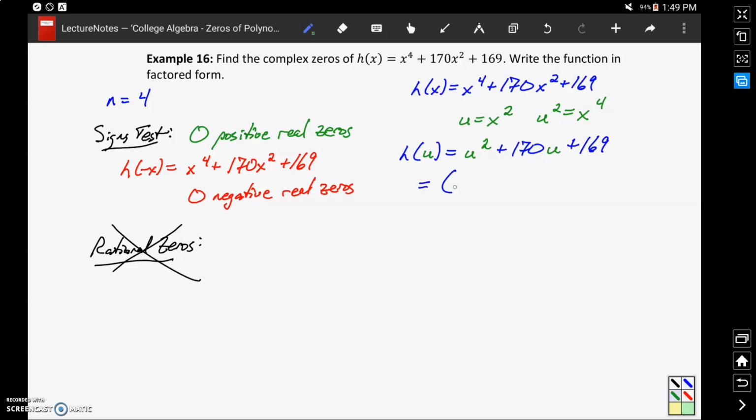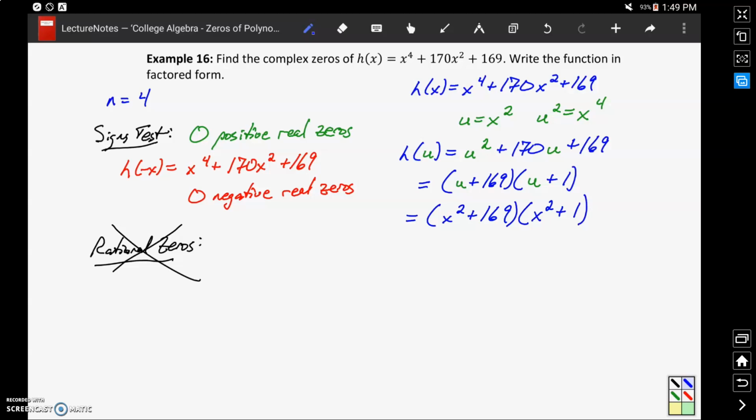In this case, this would factor as u plus 169 times u plus 1. Once we have that expression factored, we can go ahead and substitute back in for u the expression x squared to get x squared plus 169 times x squared plus 1.